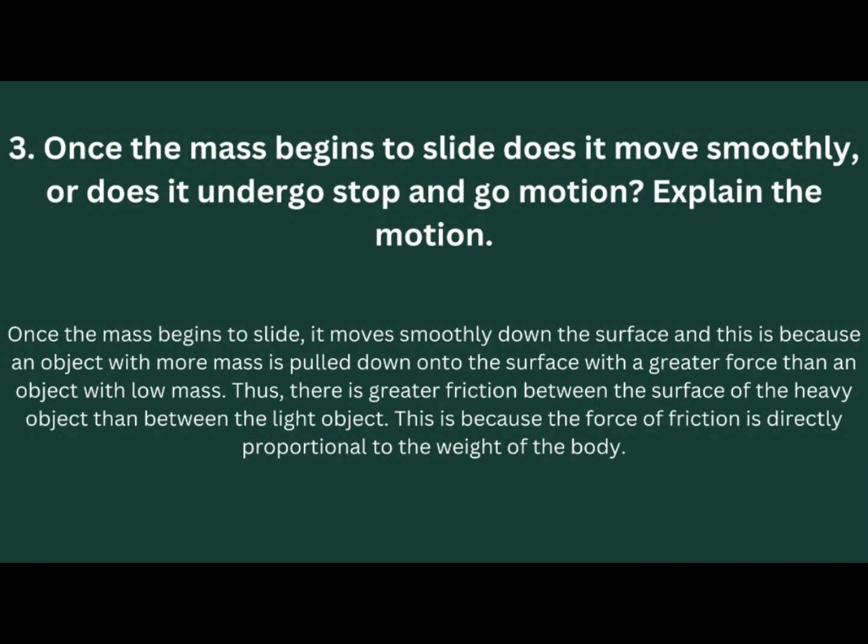Question number 3. Once the mass begins to slide, does it move smoothly or does it undergo stop and go motion? Explain the motion. Once the mass begins to slide, it moves smoothly down the surface, and this is because an object with more mass is pulled down onto the surface with a greater force than an object with low mass. Thus, there is greater friction between the surface and the heavy object than between the surface and the light object. This is because the force of friction is directly proportional to the weight of the body.